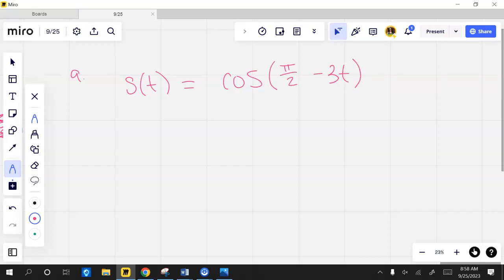s of t is my bug moving along the x-axis. Find the velocity at any given time. You can do this. There you go, she's right. The derivative is, yes, because it's constant. Pi over 2 is still just constant.